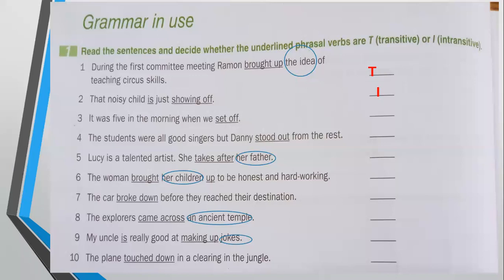It was 5 in the morning when we set off. When we started our journey, it was 5 o'clock in the morning. So here we don't have an object, so it is an intransitive phrasal verb.